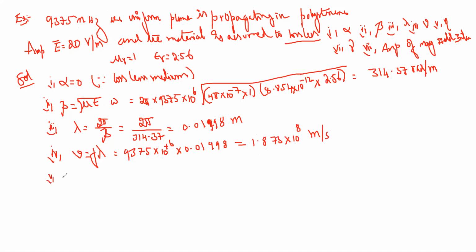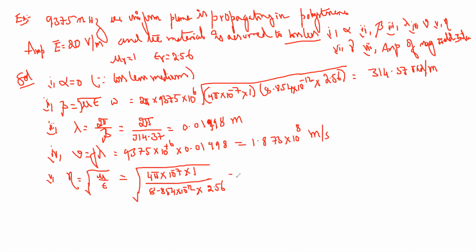And the fifth one, previously we found eta is equal to under root of mu by epsilon. That is equal to mu naught into mu r, 4 pi into 10 to the power of minus 7 into 1, whole divided by epsilon naught, 8.854 into 10 to the power of minus 12, multiplying with epsilon r, 2.56. Got it, my dear students? Simplify by using your calculators, we get 235.46 ohms.